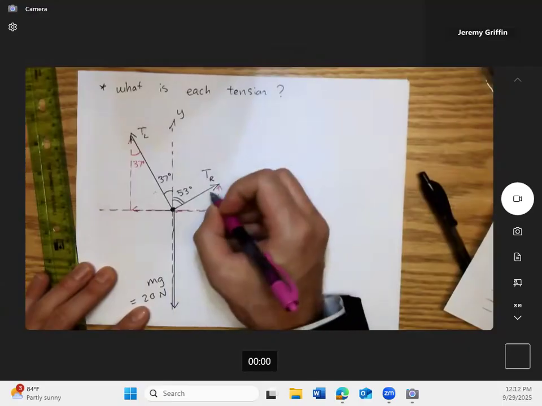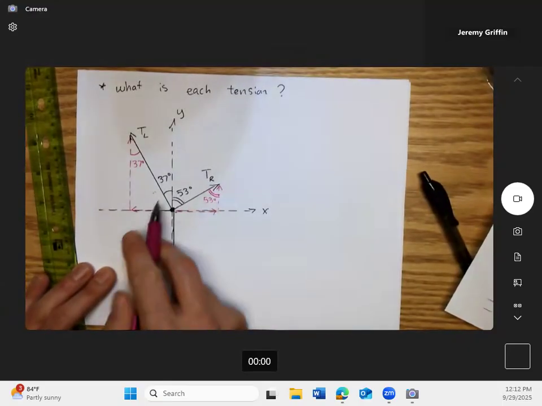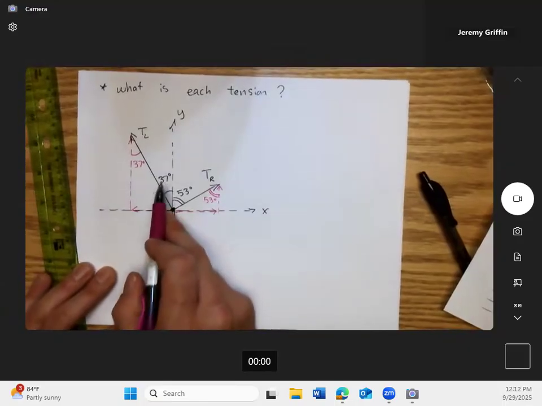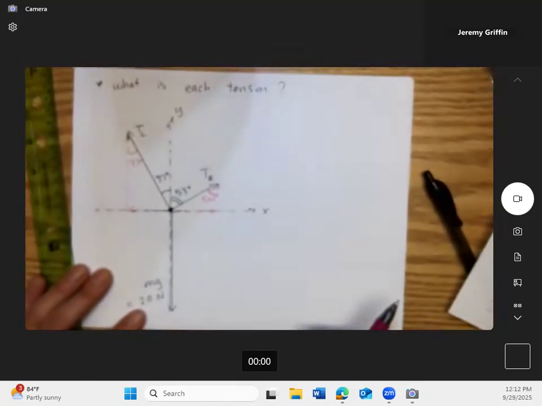37 degrees. And what is this angle right here? 53 degrees. Okay. If you wanted to, could you play with this angle here? What is this angle here? This is 53 because it's complementary to 37. I just made it complementary to each other. Okay. And the other is 37. All right, so you can play all those.